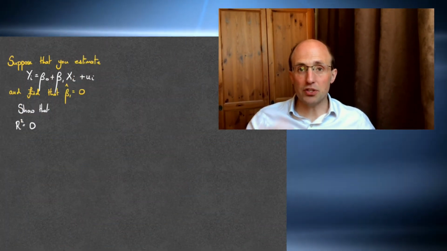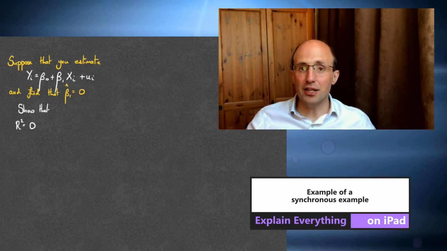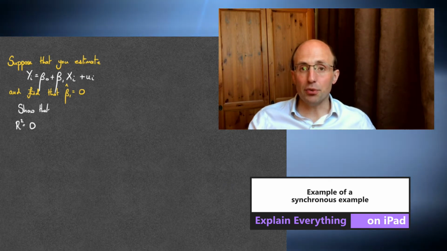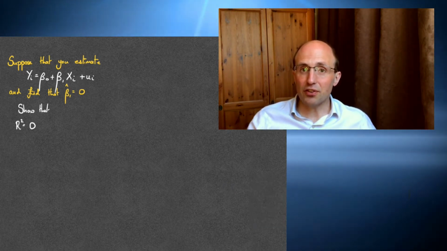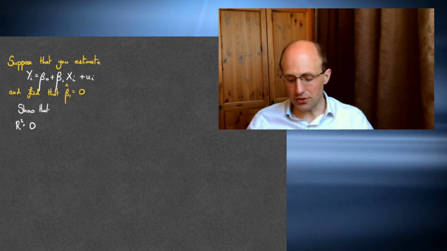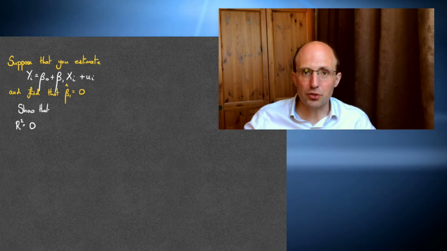So I've got an example that I might want to work through, which is a problem that I've set to students in the past, where we've run a regression of y against x, and we've estimated that beta 1 hat is equal to 0, and we're asking to prove that in those circumstances the R squared is going to be equal to 0. Now, I'm not going to work through the whole thing because this isn't an econometrics tutorial.